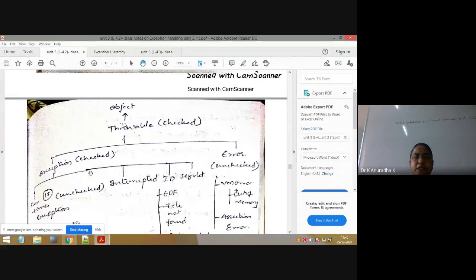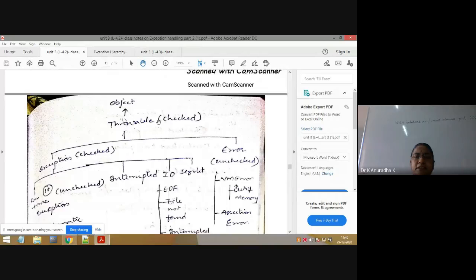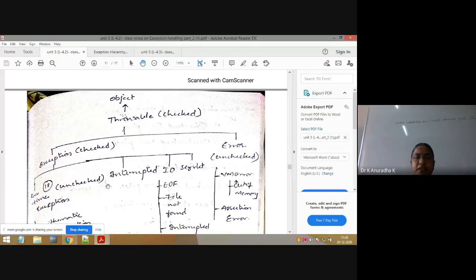This exception hierarchy is very, very important if you want to write a number of programs on exception handling. Without this exception hierarchy, you can't write the programs on checked exceptions and unchecked exceptions, because exceptions are of two types, checked exceptions and unchecked exceptions. That's why to write the programs on them, we need to know this exception hierarchy.